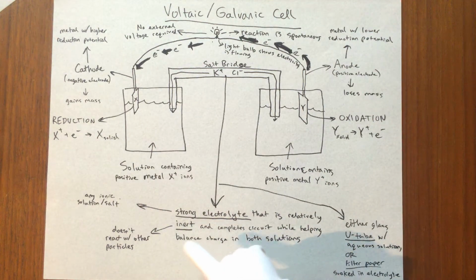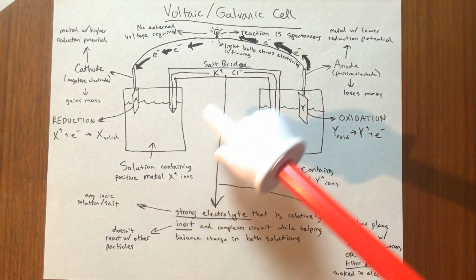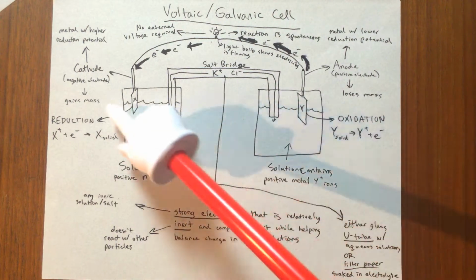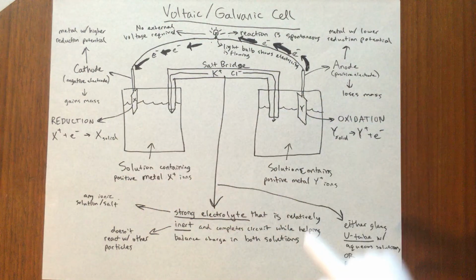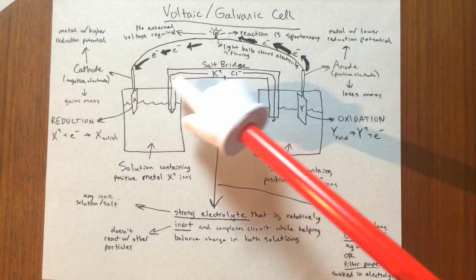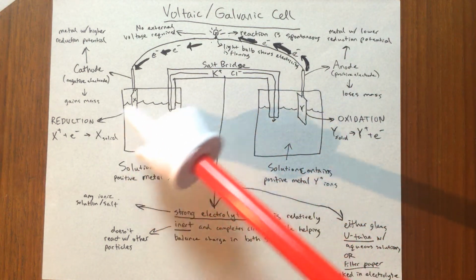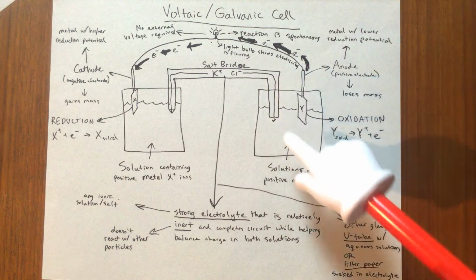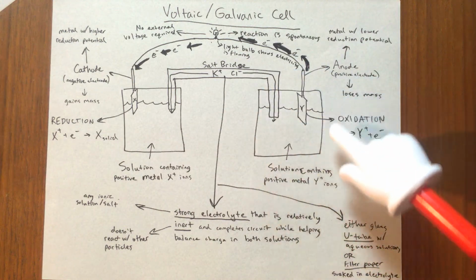Now, it also has to be inert, meaning it doesn't react with the other particles. We don't want it interfering with these reactions going on at the cathode and anode. So, also, a salt bridge is going to contribute the positive ions over here so that this gets more positive after gaining electrons, and the negative ions over here so that this gets more negative after losing electrons.